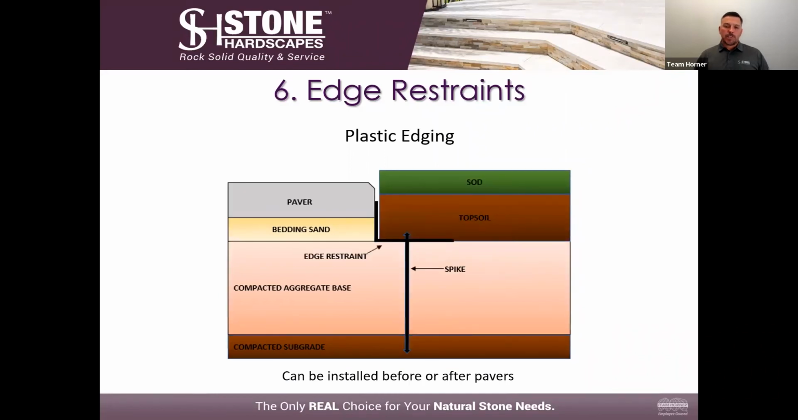The plastic edging gives you a really nice, clean look. The disadvantage to the plastic edging is it is expensive, and you have to ensure that when you put the secure spike down, it gets down into your subgrade. If you just run the spike to secure it down through the compacted aggregate base, the base will eventually break apart and your edging will break apart. But it gives you a nice, clean, finished look.